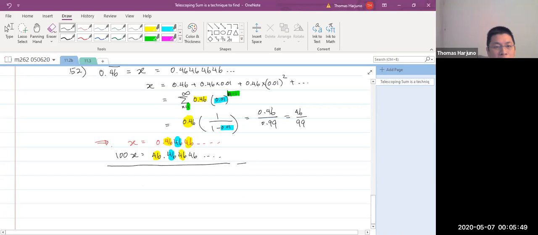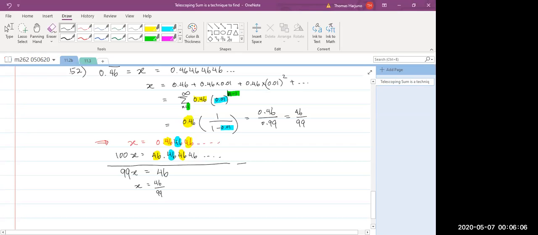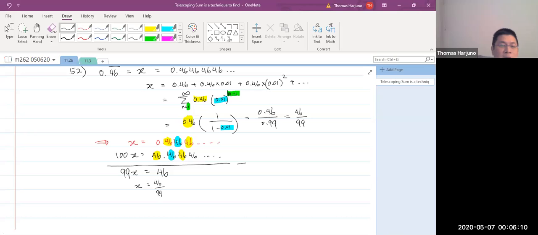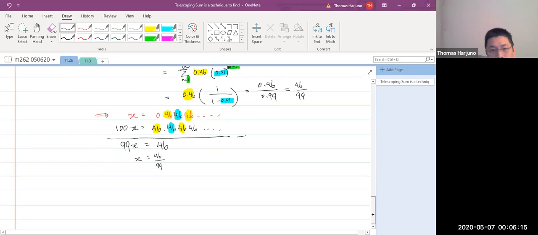When I subtract, I get 99x. I subtract backward, equals to 46. So x equals to 46 over 99. Wow. And it doesn't have to be this kind of number, though. This doesn't have to be this kind of number.